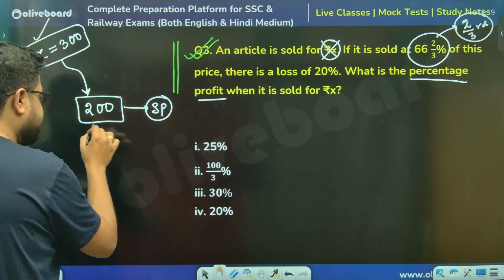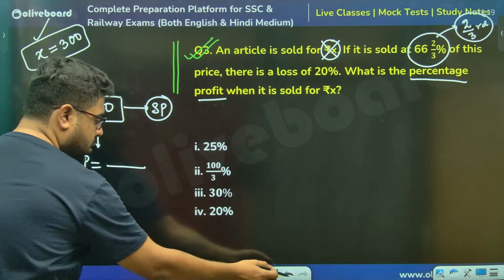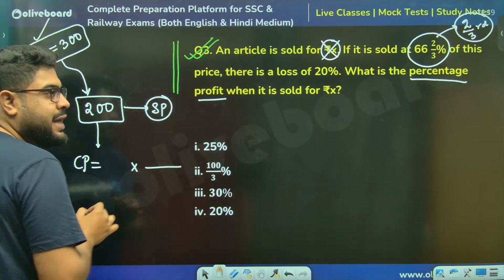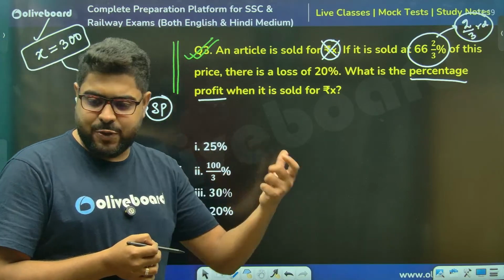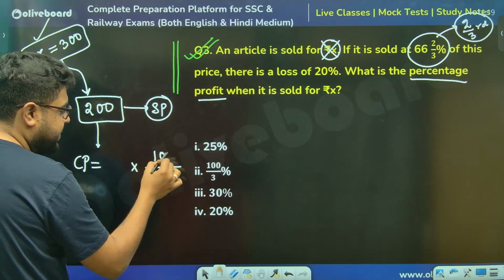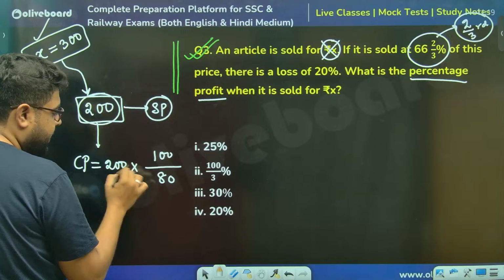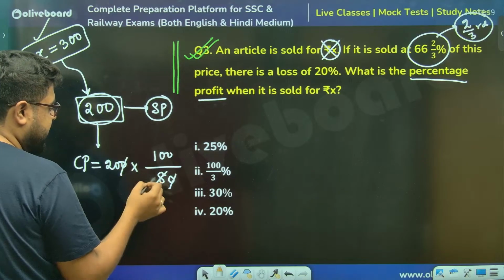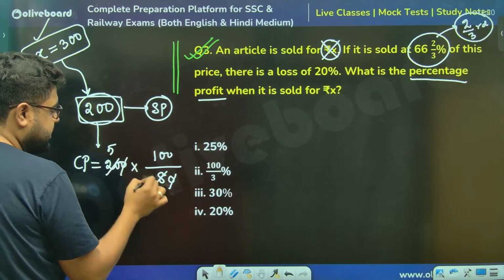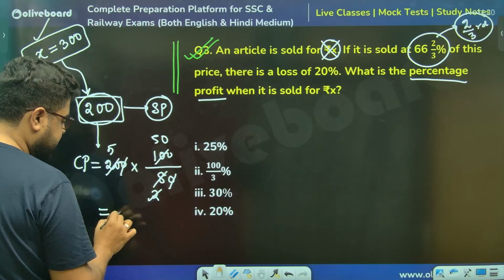Sir, that means from this information I can figure out CP. Sir, loss of 20% means SP is 80%. SP is 80%, I need CP, CP is 100%. So this SP is what, sir? SP is 200. Calculate कर लो, sir. 8, 4 5s are this, 4 2s are this, 2, this is sir 50. So the CP is 250 rupees.